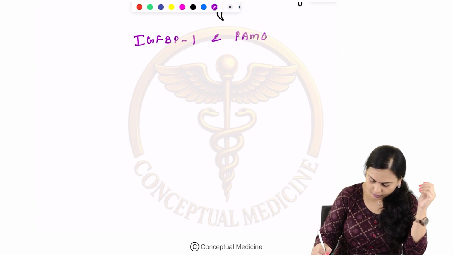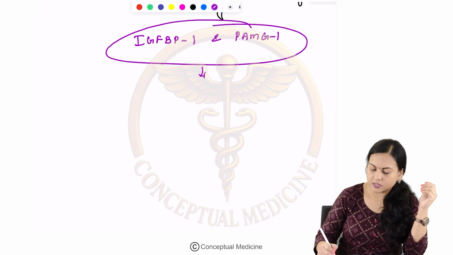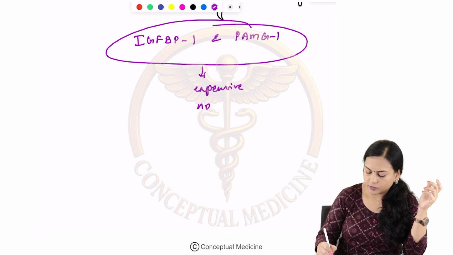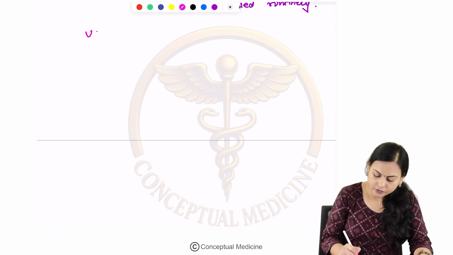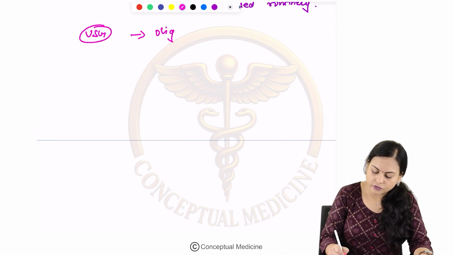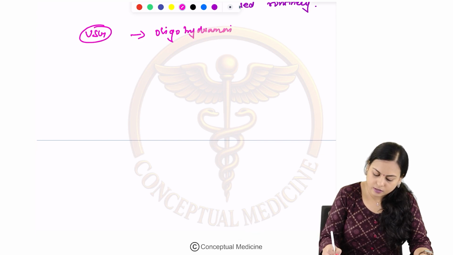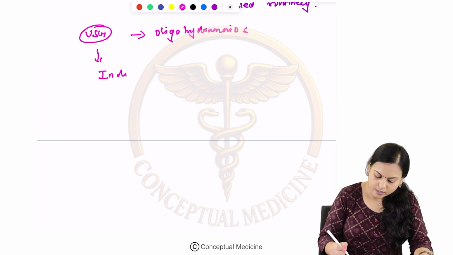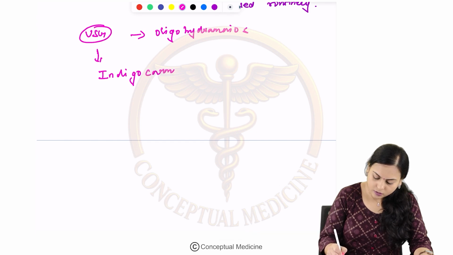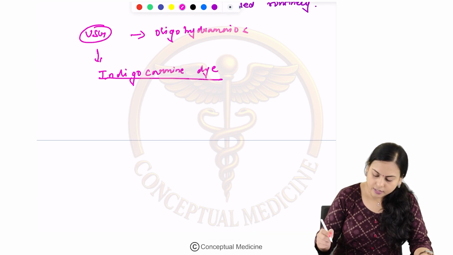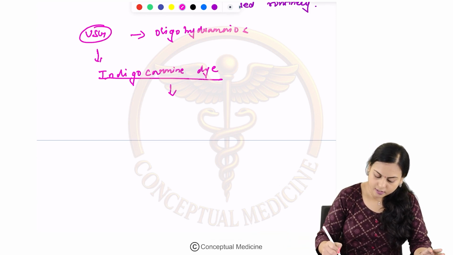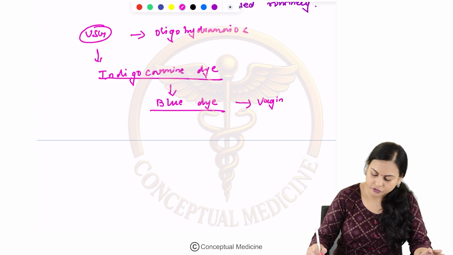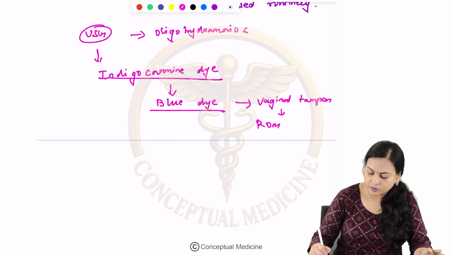Apart from this, bedside tests for detection of insulin-like growth factor binding protein 1 and placental alpha macroglobulin 1 are also available, but these are expensive, so they are not used routinely. You can do an ultrasonogram, which will show features of oligohydramnios. Another test is to instill a dye, namely indigo carmine dye, using ultrasound guided amniocentesis, and the appearance of blue dye on the vaginal tampon is checked.